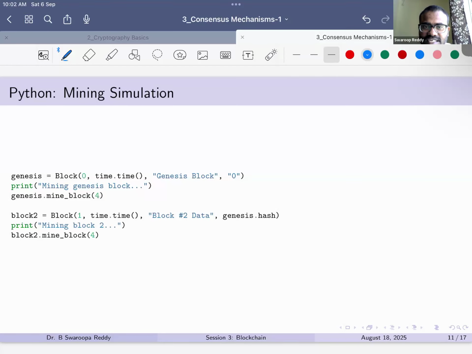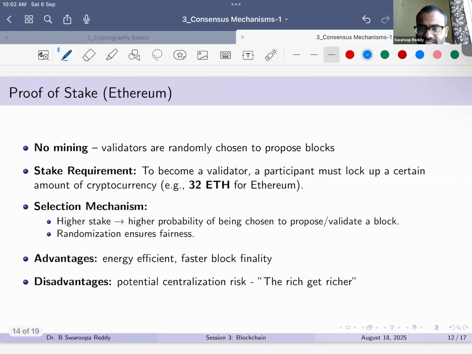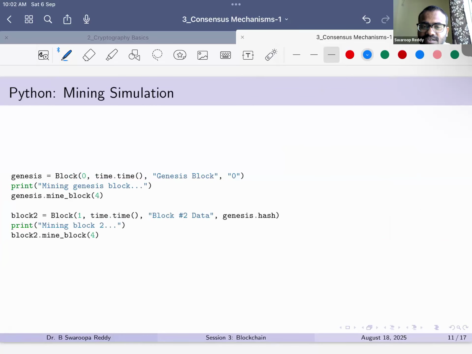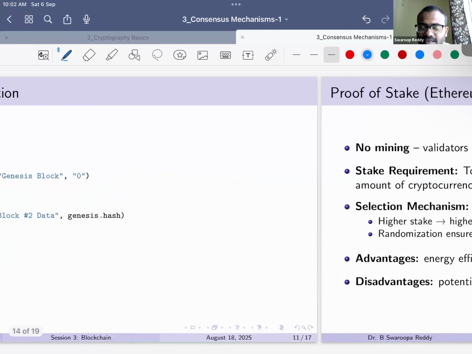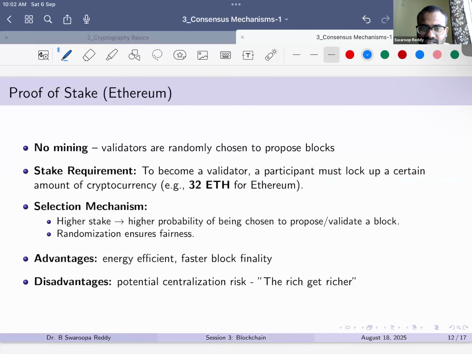So do you have any questions till now? Please feel free to ask. Otherwise, we will take some 10 to 15 minutes to complete this consensus mechanism by discussing a different consensus mechanism called proof of stake in Ethereum. In the Bitcoin blockchain, it is called the proof of work mechanism. But in Ethereum, it is different, which is called proof of stake.